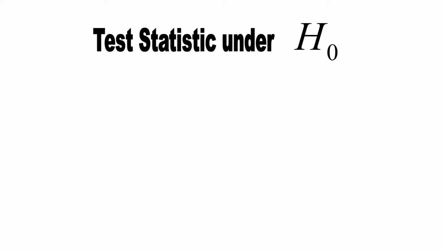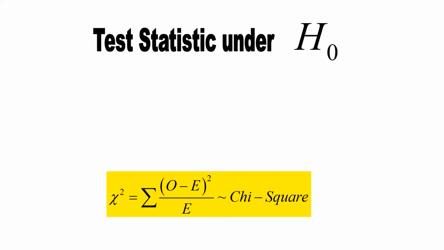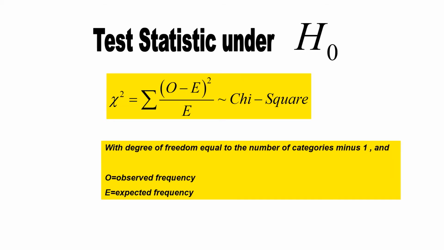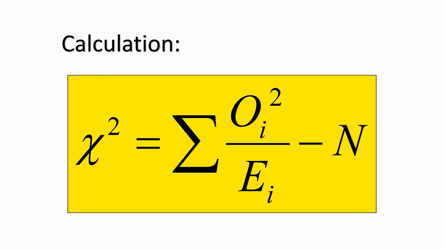The test statistic under the null hypothesis is a chi-square, which is equal to the sum of (O minus E) squared divided by E. That will follow a chi-square distribution, with degrees of freedom equal to the number of categories minus 1. Here, O represents the observed frequency and E represents the expected frequency. The chi-squared statistic is much easier to calculate using the following formula: the sum of observed frequency squared over the expected frequency, minus the number of observations, n.